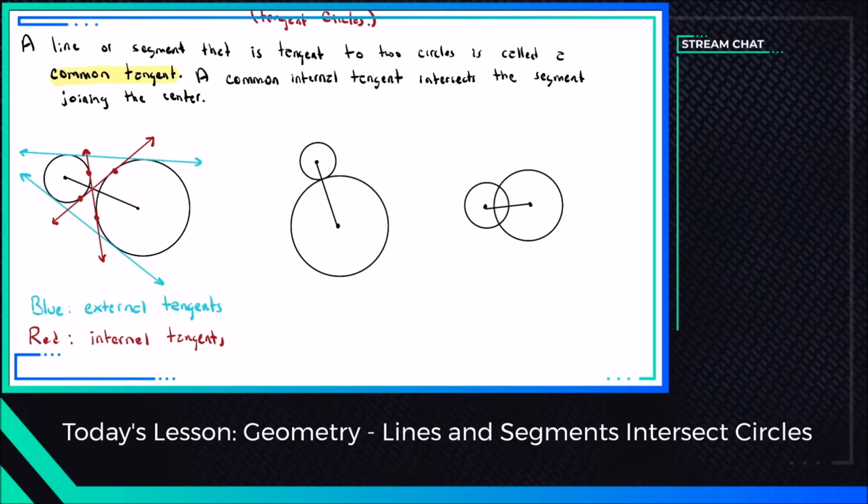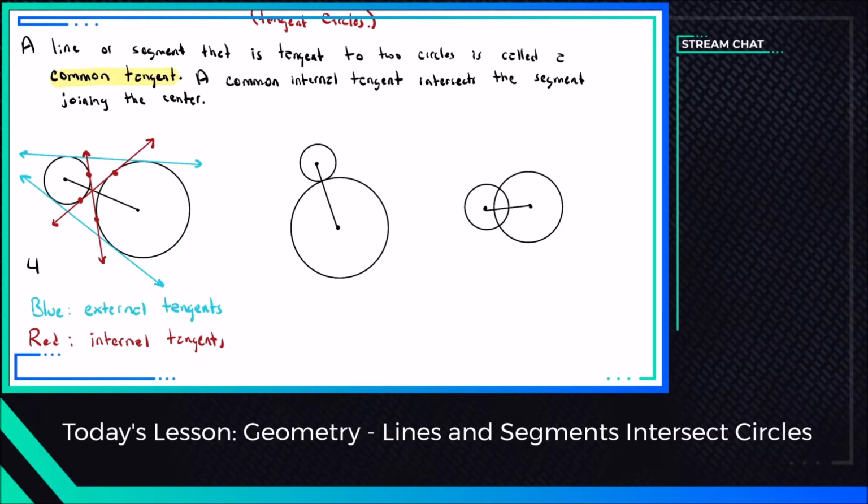This specific set of circles, when they're not touching each other, will have 4 common tangents.